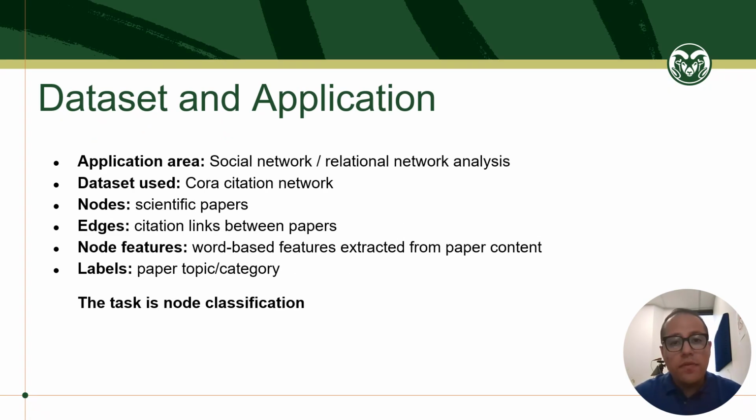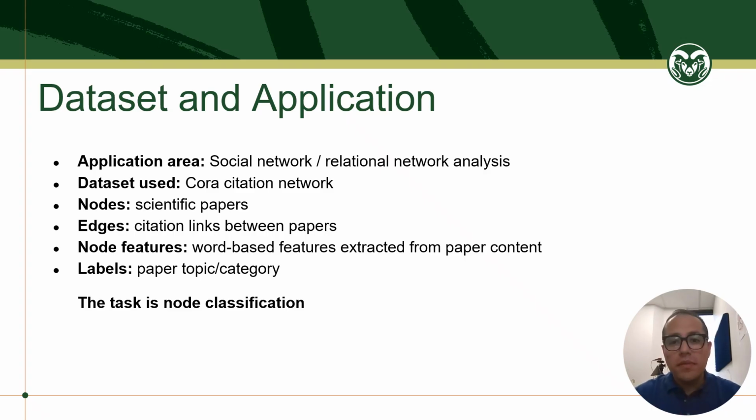Dataset and application. For this project, I use the Cora citation network, which is a standard benchmark graph dataset for node classification tasks in graph neural networks. In this graph, each node represents a scientific paper and each edge represents a citation relationship between papers, meaning that connected nodes are related through references in the academic literature. The node features are derived from the content of the papers, typically represented through word-based attributes, which provide information about the topics and characteristics of each document.